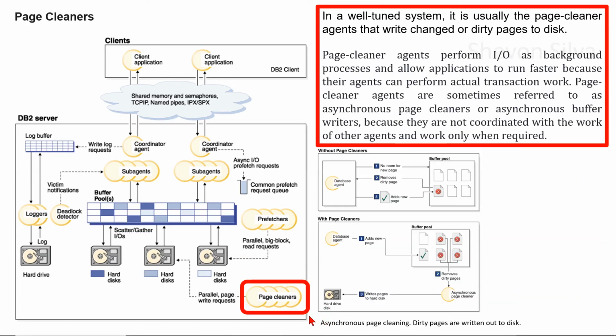Now we are considering page cleaners. In a well-tuned system, it is usually the page cleaner agents that write changed or dirty pages to disk. Page cleaner agents perform I/O as background processes and allow application to run faster because their agents can perform actual transaction work. Page cleaner agents are sometimes referred to as asynchronous page cleaners or asynchronous buffer writers because they are not coordinated with the work of other agents and work only when required.